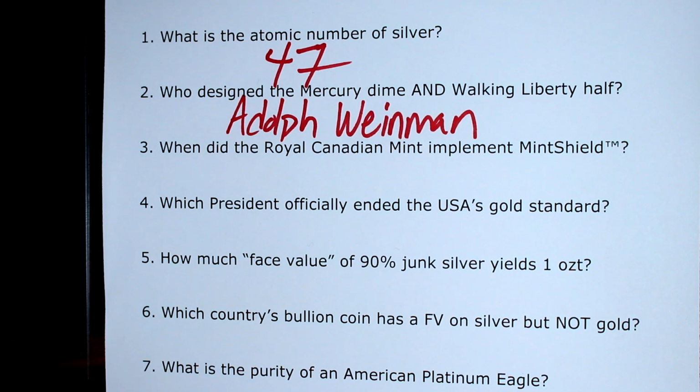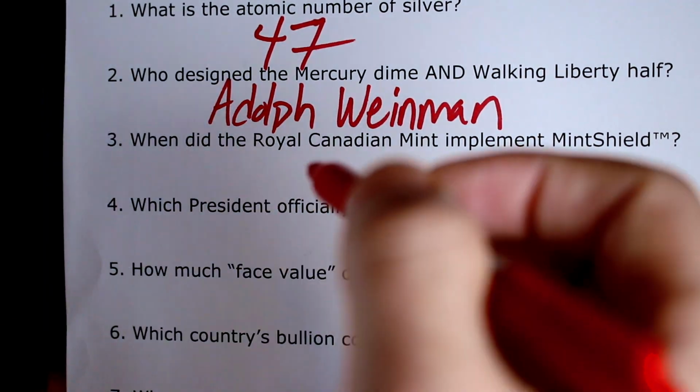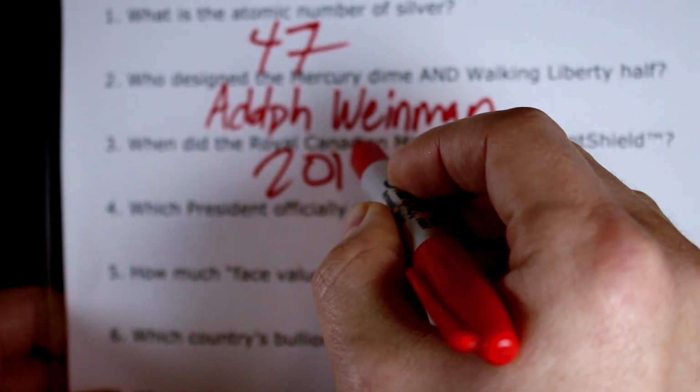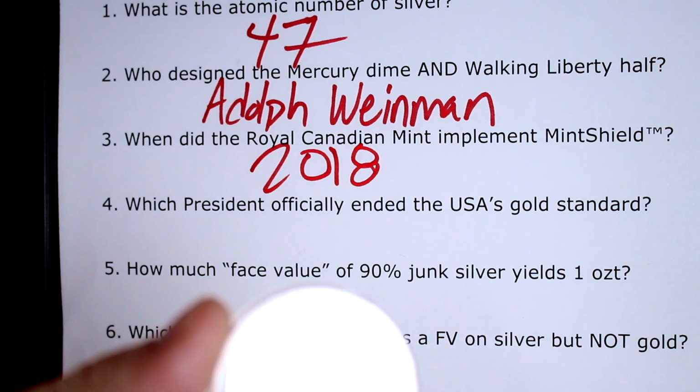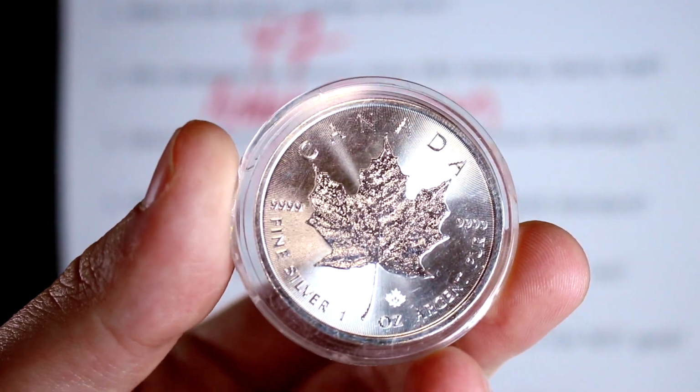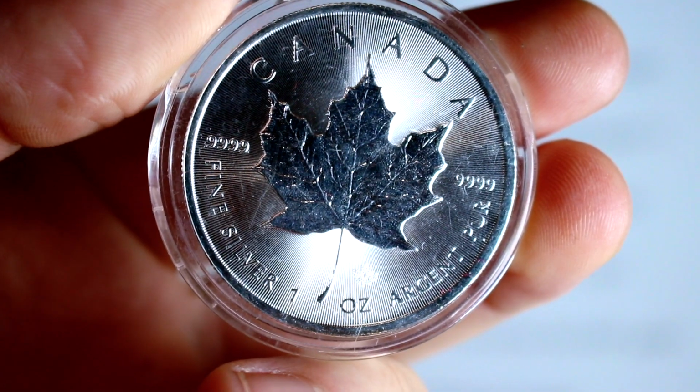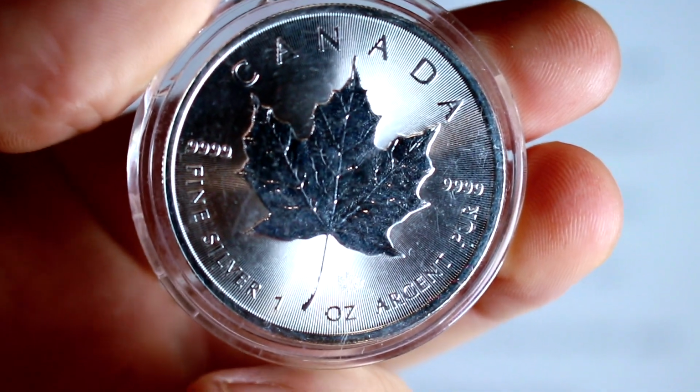Moving on, when did the Royal Canadian Mint implement their Mint Shield technology? The answer is 2018. They used to have terrible milk spotting issues, but nowadays they are just pretty clean. I don't find any milk spots on them anymore. And yeah, there's some scuffing and scratching on the capsule, but no milk spots on the coin.